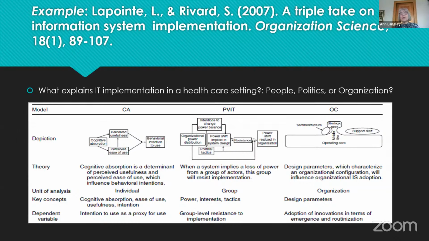The second one is a political model. And the theory behind that is that people will resist information systems that take power away from them. And they looked at different groups. So they looked at doctors, they looked at nurses, they looked at administrators, and how they were reacting to the information systems over time, and considered whether this model might explain things.